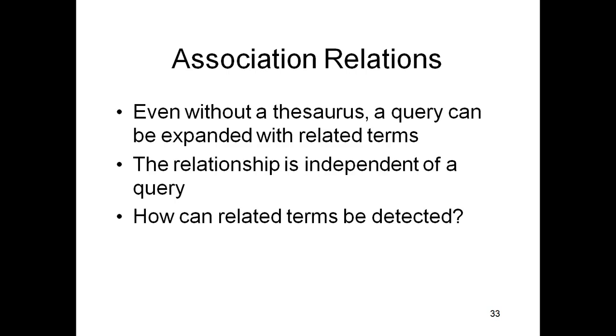Okay, the next step now, we don't have a thesaurus. We want to find related terms automatically, independent of queries. How can we detect related terms? When are two terms similar in terms of information retrieval? Any ideas? Any suggestions?